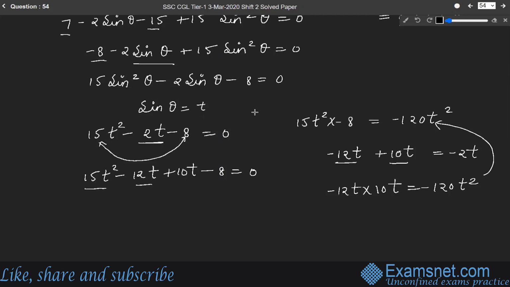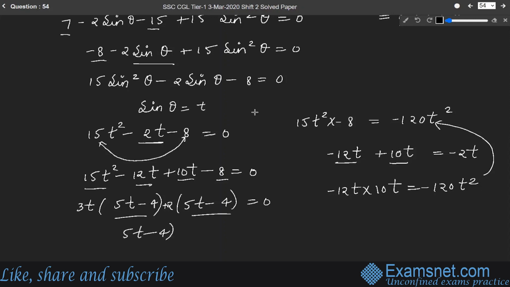Now from the first two terms, we can see that 3t is common. So let us take 3t common. What will be remaining here? 5t minus 4. Then from the next two terms, from 10t minus 8, 2 is common. So plus 2. And if plus 2 is common, then what is remaining? 5t minus 4. This is equal to 0. Again, 5t minus 4 is common here. So taken common. Now what is remaining? 3t plus 2 is equal to 0.